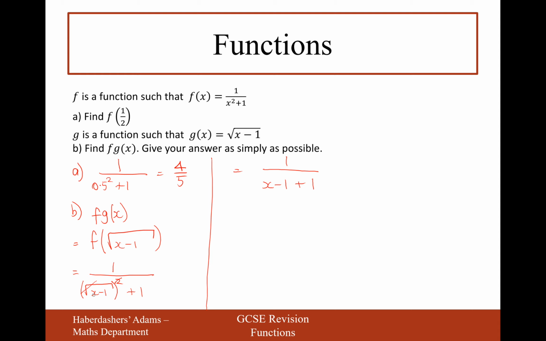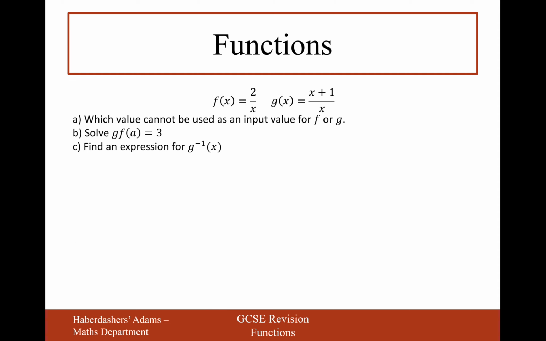So you're just left with what's inside the square root, which was x minus 1. And obviously the minus 1 and the plus 1 will also cancel each other out. So actually your final answer here is 1 over x. So fg of x equals 1 over x. And there we are, that's the answer to this question. Let's move on to the next one. Pause the video and have a go at this question here.